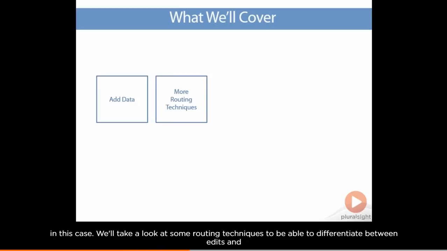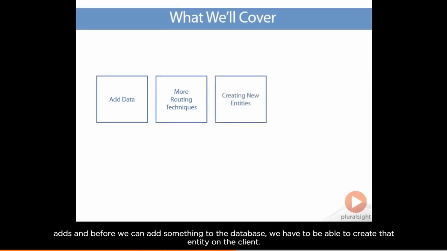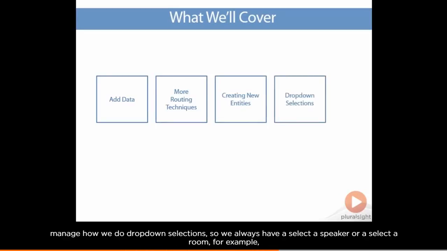So we'll take a look at some routing techniques to be able to differentiate between edits and adds. And before we can add something to the database, we have to be able to create that entity on the client. We'll see how Breeze makes this really easy for us. We'll also take a look at some techniques where we can manage how we do drop-down selections, so we always have a select a speaker or a select a room, for example, somewhere in our drop-down list.